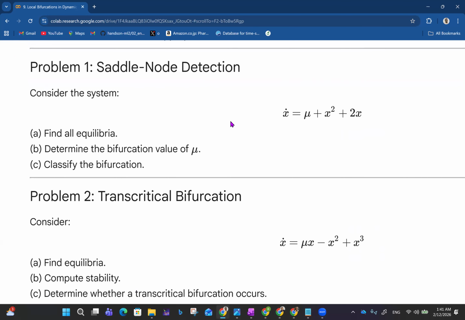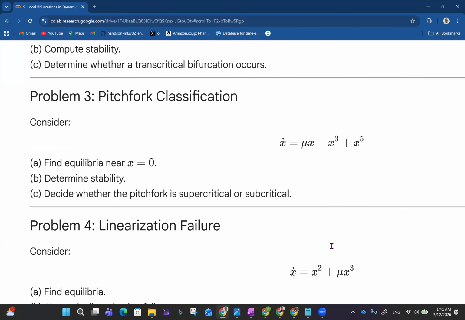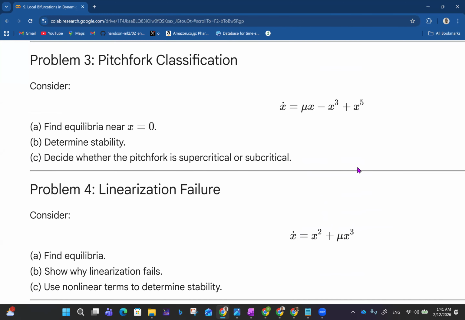So here, consider the system x dot equals b plus x squared plus 2x. Find all equilibria, equate to 0 and solve for the x's and do all that. So you have 1 and 2 like this. So this one is another one. This is for saddle node bifurcation detection. This is transcritical bifurcation. For 3 and 4, you have pitchfork classification going by this. And here you have linearization failure right here.